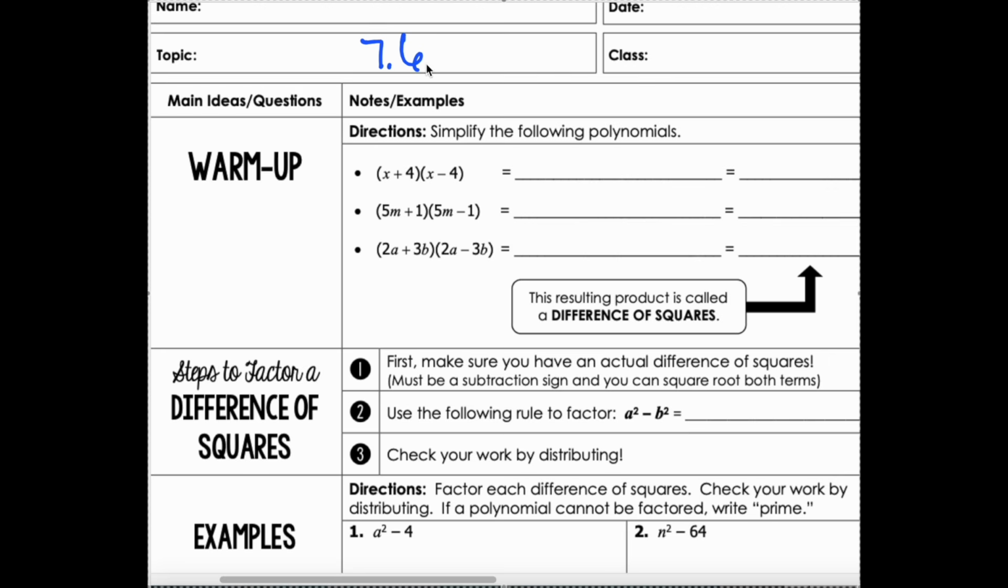Back to 7.6. This is going to be our sixth set of notes in Unit 7. And today we're going to be talking about the difference of squares.